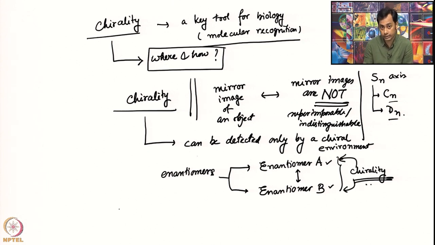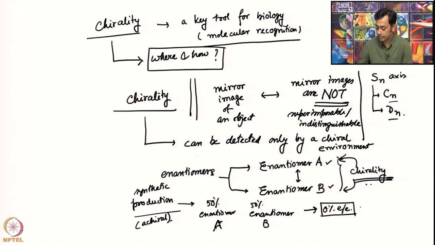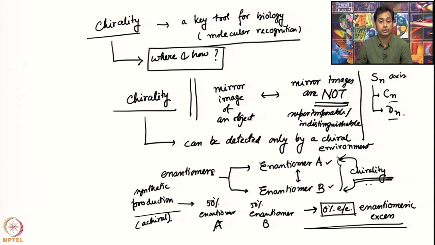That is why, when you are producing a chemical, typically you don't use any chiral environment, and what we get is 50% enantiomer A and 50% enantiomer B. You cannot avoid it. They will always be present 50-50. If you do that reaction, the production, in a synthetic system which is not chiral in nature, what we are going to get is 0% enantiomeric excess. So we are not going to get any enantiomeric excess. Both of them will be the same, so we will get a racemic solution.